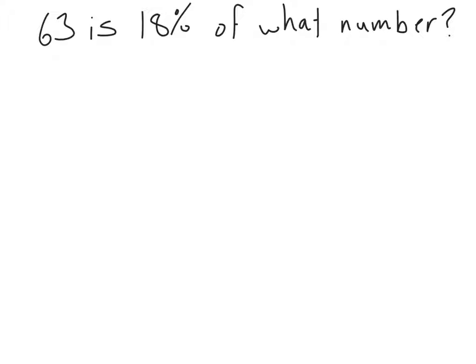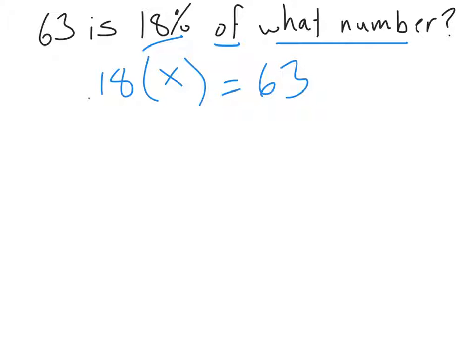Alright, same idea. This time we're missing a different value. So we have 63 is 18% of what number? There's my percent, there's my of. That means we're solving for the base. So the base is going to be x in our equation. So remember the percent equation, it's percent, which we're going to use as 0.18, times the base, which is what we're actually solving for in this problem, so we'll call it x, equals the amount. Our third quantity over here is just the 63, that's going to be our amount.